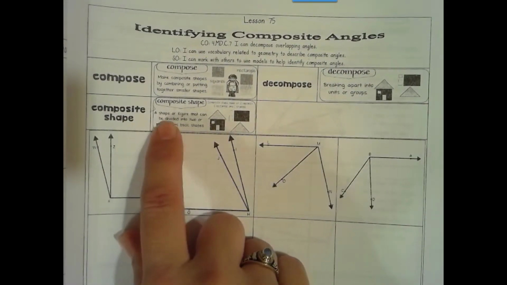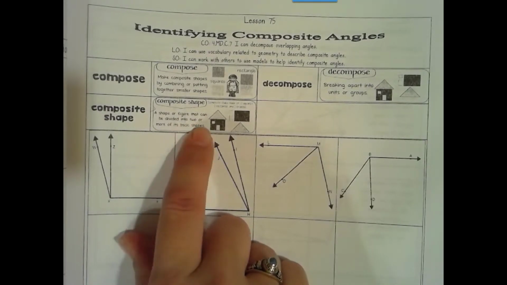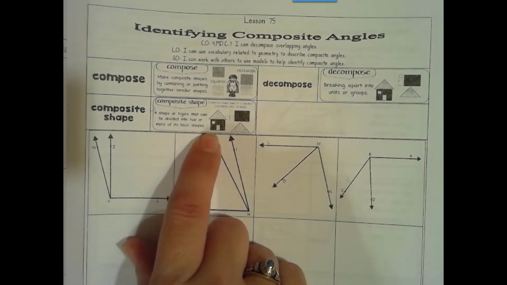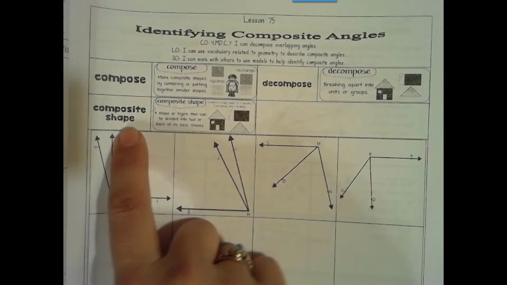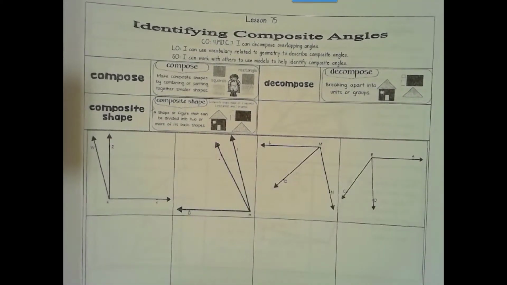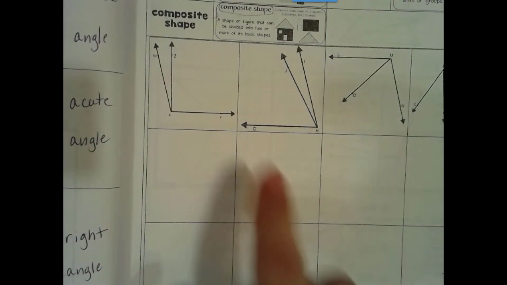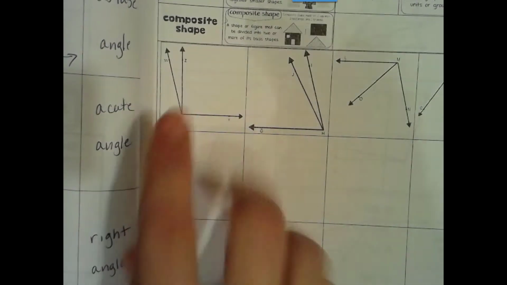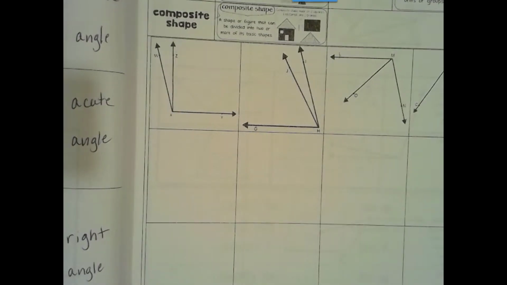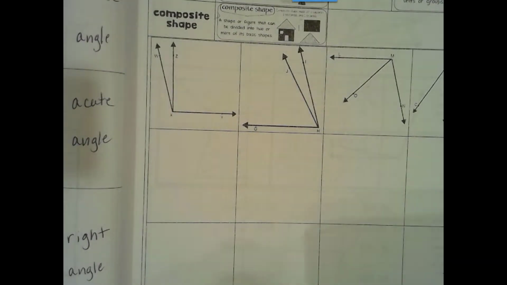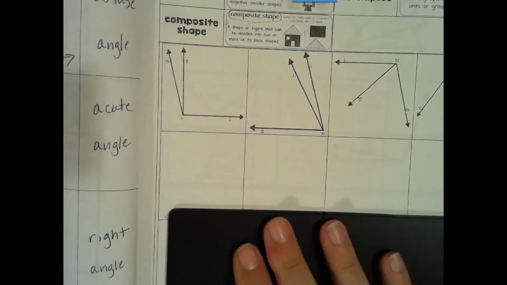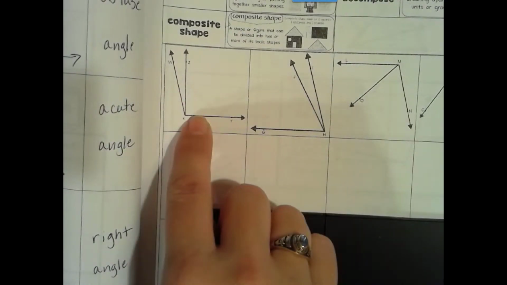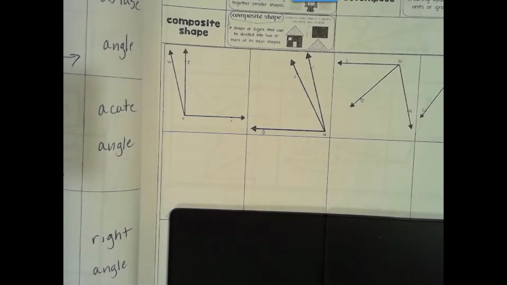A composite shape is a shape or figure that can be divided into two or more of its base shapes. So we're going to take a composite shape or angle and decompose it into its parts. We're going to look and see the parts. So here we're going to look at this first one. We have different angles here, and we're going to look at the different parts that make this angle. So first we're going to look at the largest one. Okay, so that would be this one here. This is our largest angle. It's an obtuse angle.